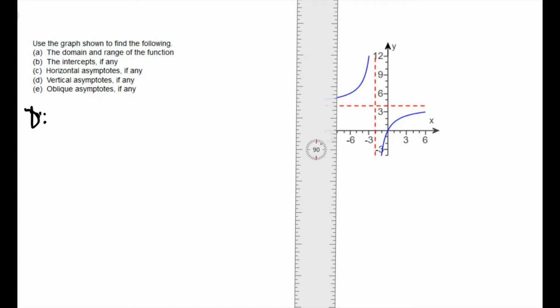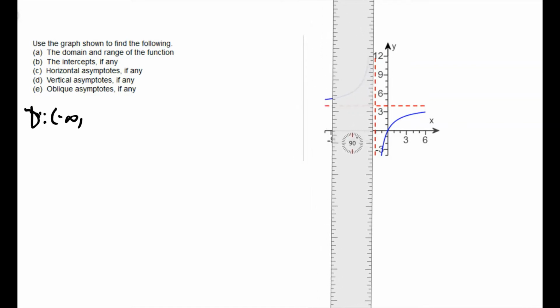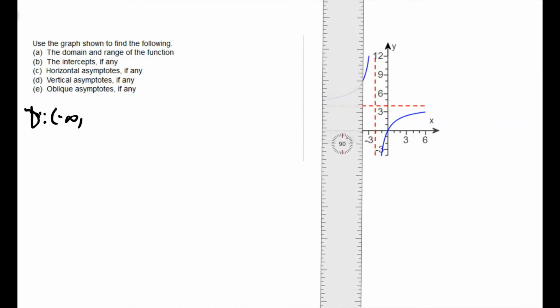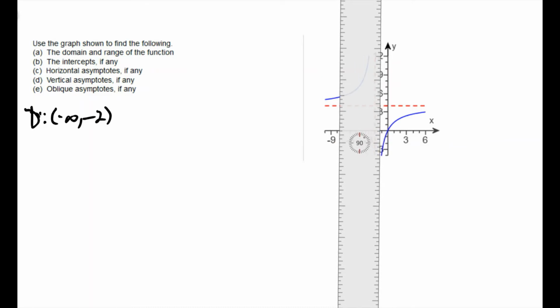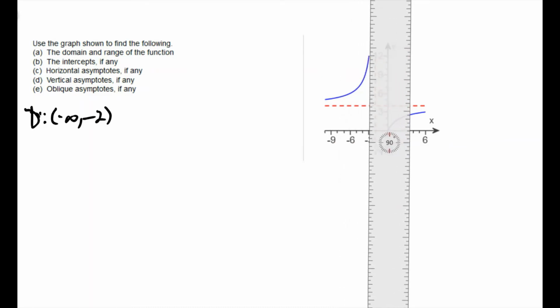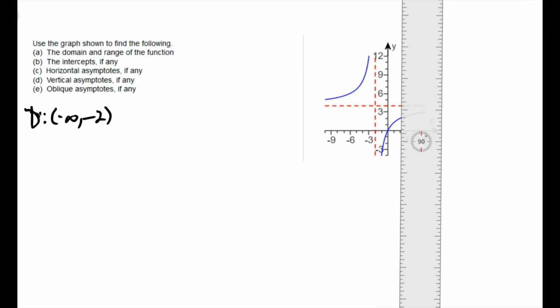Our domain starts at negative infinity. It continues until we get to that vertical asymptote, and that vertical asymptote is at -2. And then it picks up again right after the vertical asymptote. So it starts again at -2 and goes all the way to positive infinity.